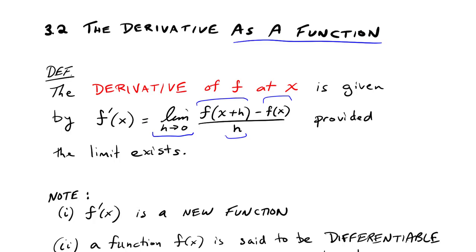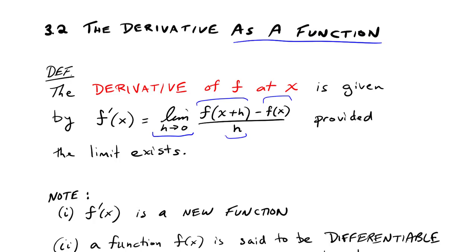Okay, so that's just like what we were looking at before, except instead of a specific a, we're looking at a more generic x, provided the limit exists. And we'll have to get into that in a little bit, why might this limit not exist. Okay, so a bunch of things that we can talk about here. Let me say a few things first.